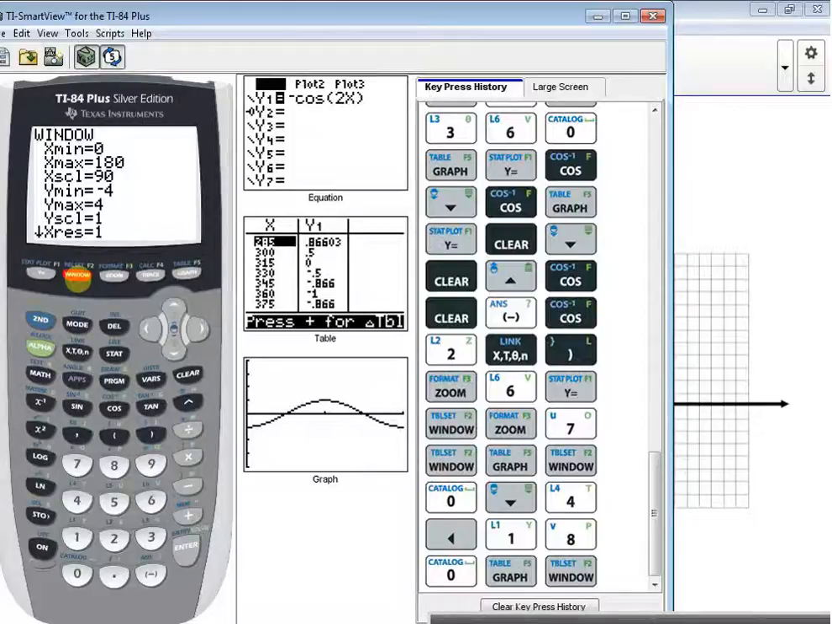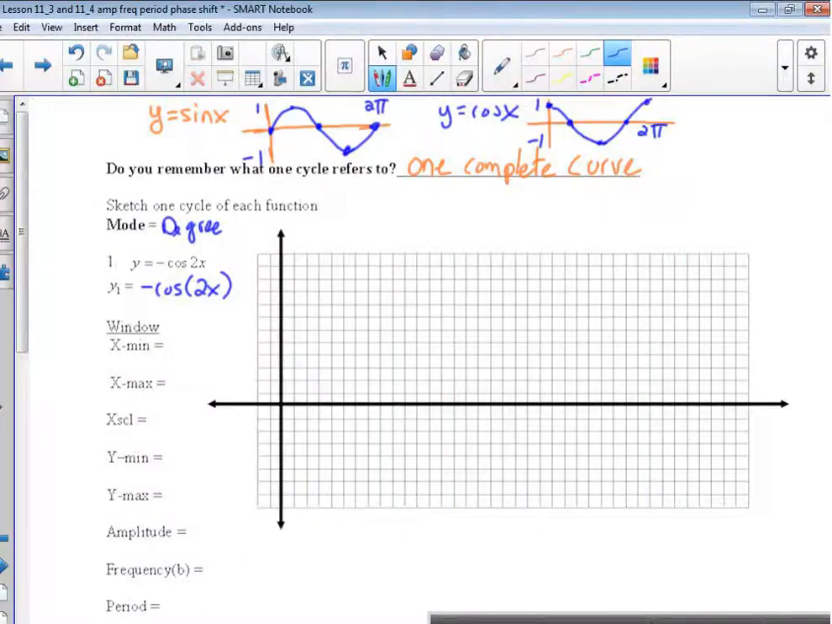So let me show you how to graph this then without having to use the table. I have my x-min at 0. I have my x-max at 180 because that's when I saw one complete cycle. I left my x-scale at 90. You can put it at 30 if you want, and then you can use the table.